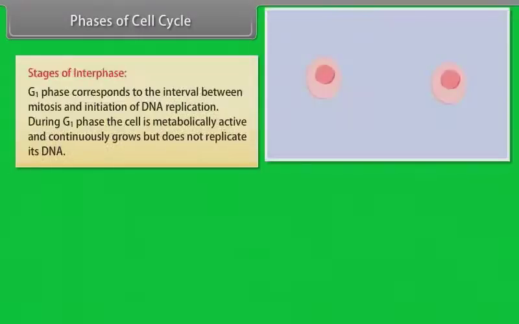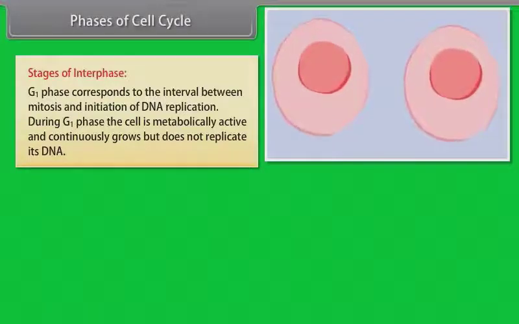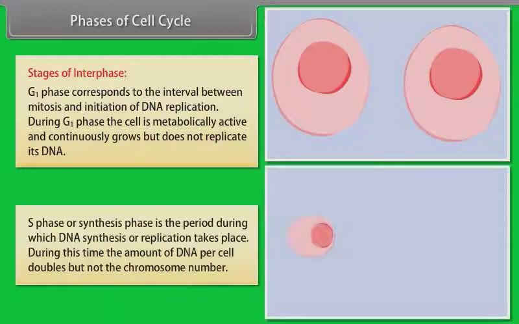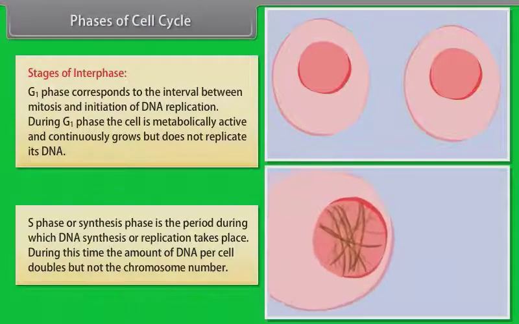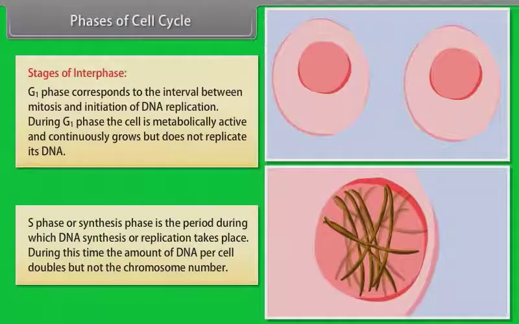G1 phase corresponds to the interval between mitosis and initiation of DNA replication. During G1 phase, the cell is metabolically active and continuously grows but does not replicate its DNA. S phase or synthesis phase marks the period during which DNA synthesis or replication takes place. During this time, the amount of DNA per cell doubles, but not the chromosome number.